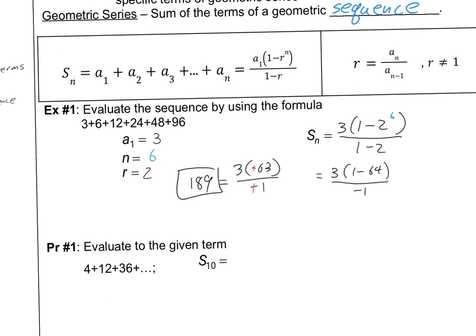Okay, that's how you do that type of problem. You identify your pieces, your first term, your number of terms, and your ratio. Plug it in this formula and simplify. So I want you to go ahead and try practice one on your own, and then unpause the video when you're ready to check your work.